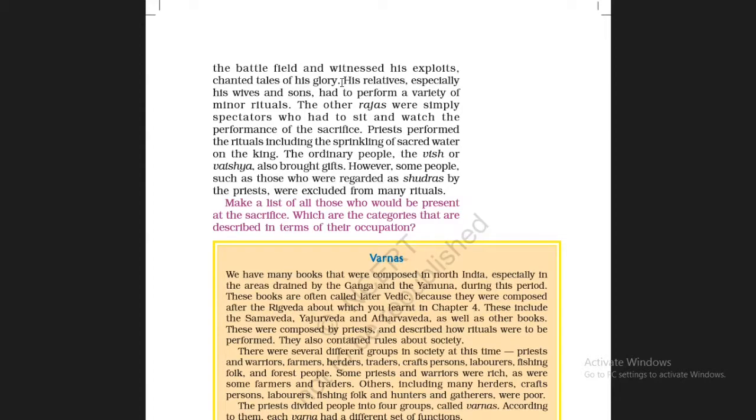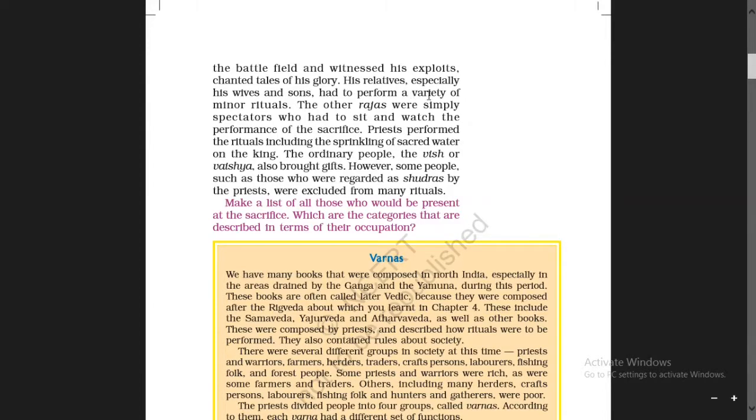His relatives, especially his wives and sons, had to perform a variety of minor rituals. So the family members also, his relatives as well as his wife and sons, had to perform different types of minor rituals there.